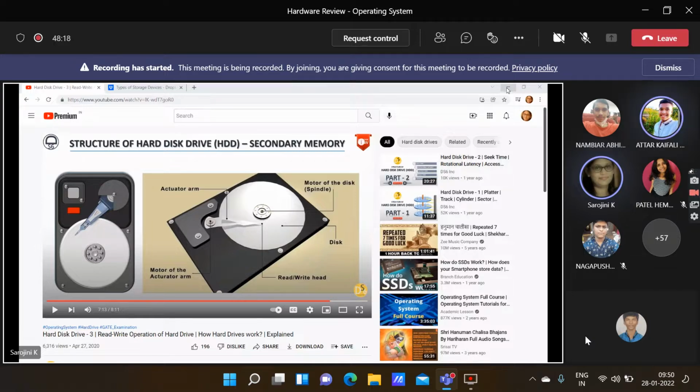Ma'am, I have a doubt. Is the structure of the hard disk the same for all types of hard disk, or is there a difference? Old and new hard disks will differ, because in current laptops we have SSD, not HDD. Solid state. I'm asking only about HDDs. For HDD, almost yes, the process, working, everything is the same.